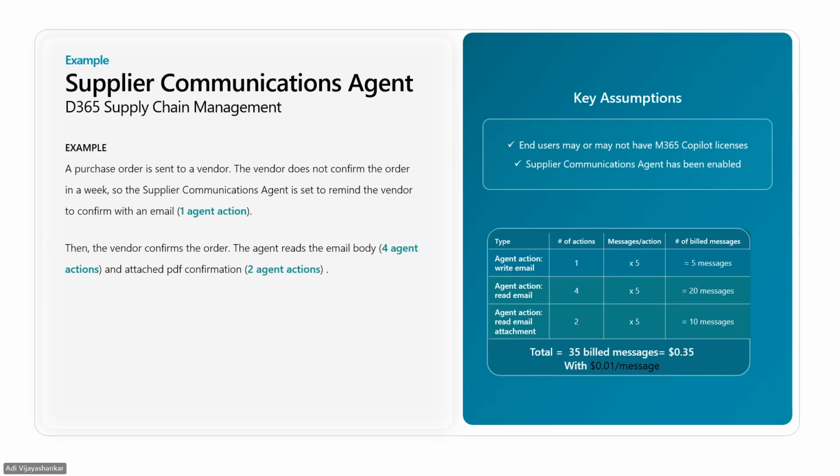This is independent, so you get charged for the number of actions. You can use either just the follow-up, and then that would be 1 action per email that it writes, or only the reading of emails, and then that would be $0.20 for reading 1 email, or reading 1 email with attachment, that would be 0.2 plus 0.1, so a total of $0.3 for that email that it reads.